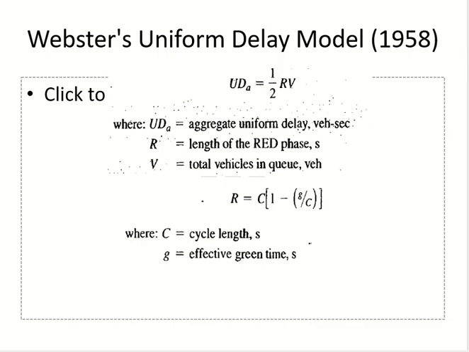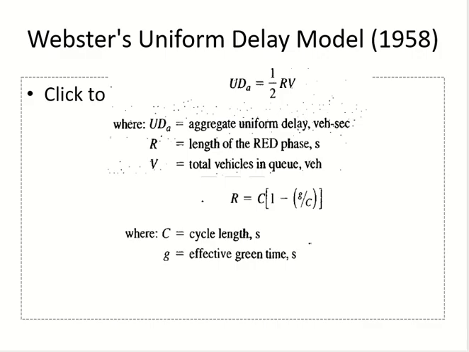There was a guy named Webster there in 1958. He didn't have any industry, so he was looking at signals. He gave this very simple equation for calculating the delay at a signal, which he called the uniform delay. Any vehicle which comes to the signal is expected to be delayed by this much because of the signal. So this is the normal delay of the signal itself.